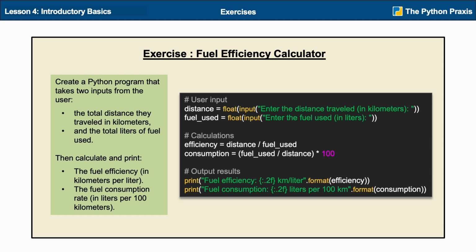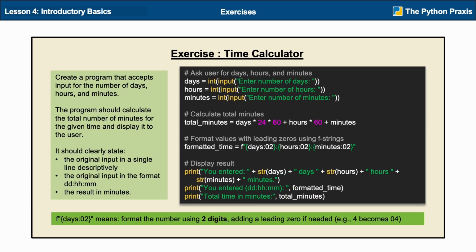And now, another one. The time calculator. This program accepts input for the number of days, hours, and minutes. The program then calculates the total number of minutes for the given time and displays to the user the following. The original input in a single line descriptively. The original input in the format days, hours, minutes with 2 digits each. The result in minutes. Let's look at the code now.